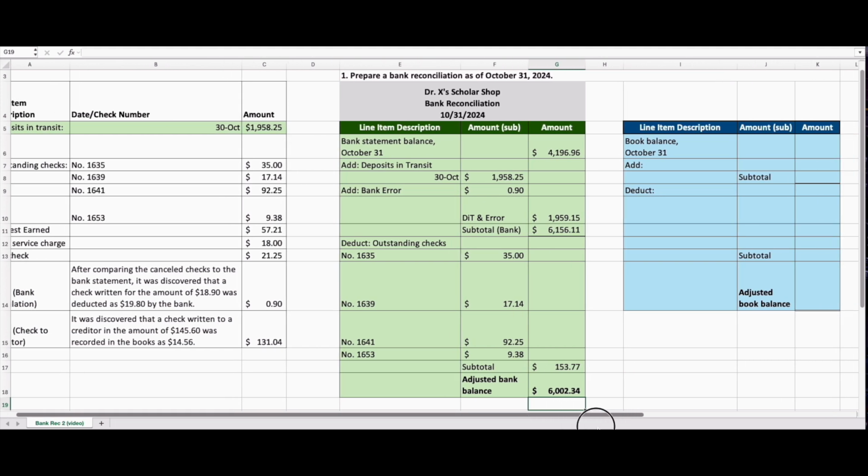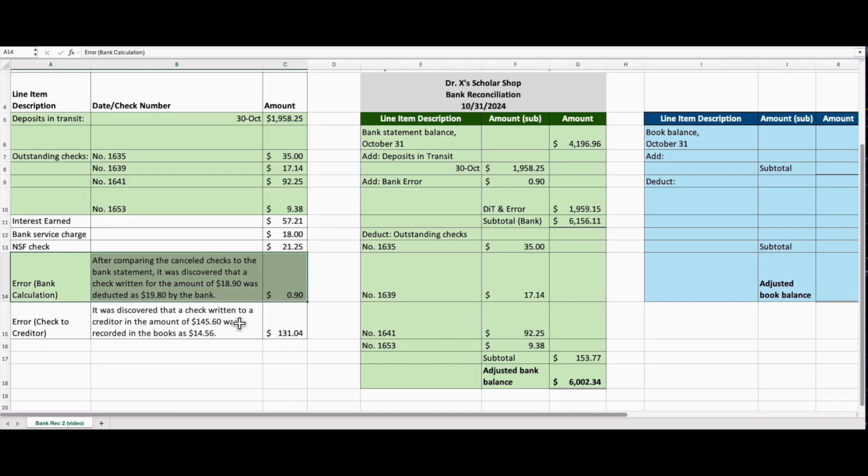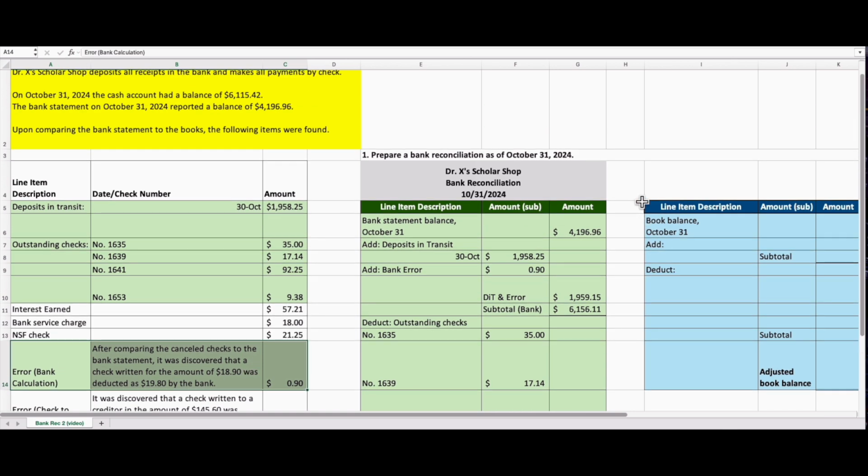Now on to the book reconciliation. Sorry, I forgot the color coding. I should have been doing that as I went along. All right, thanks for forgiving me.